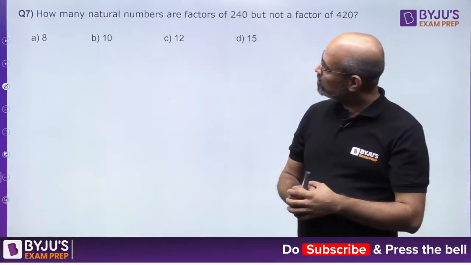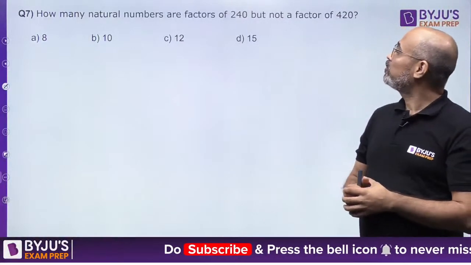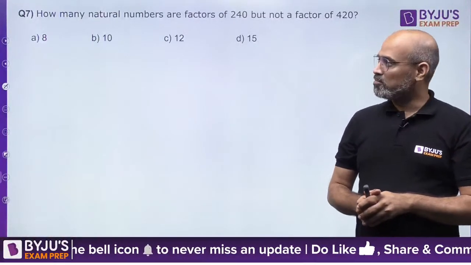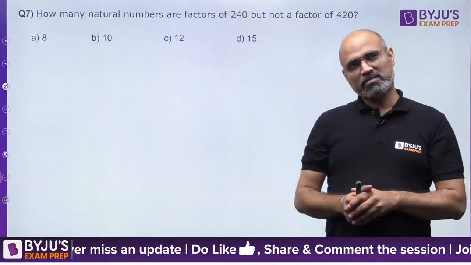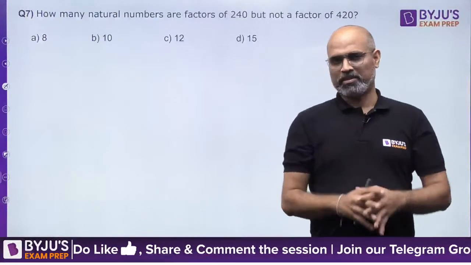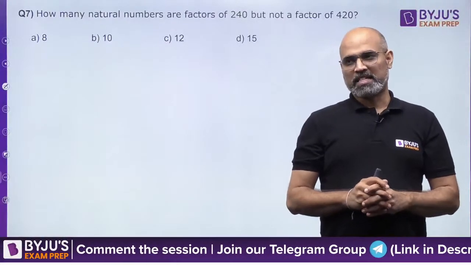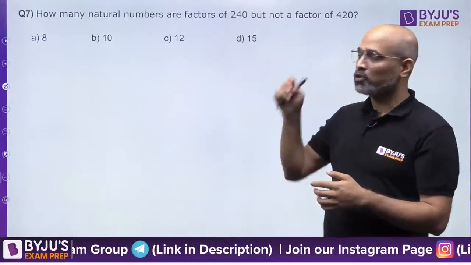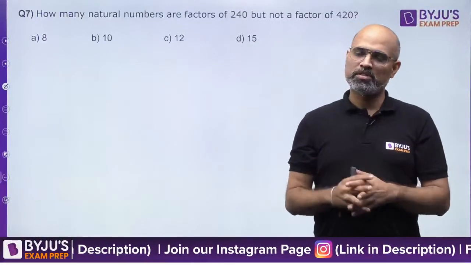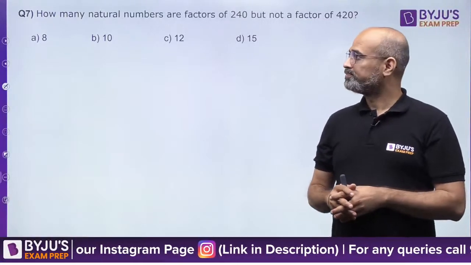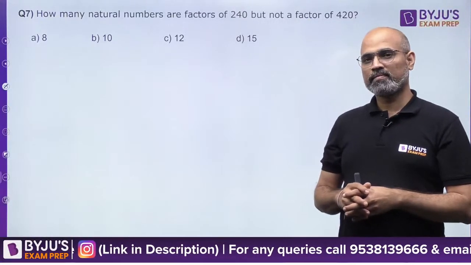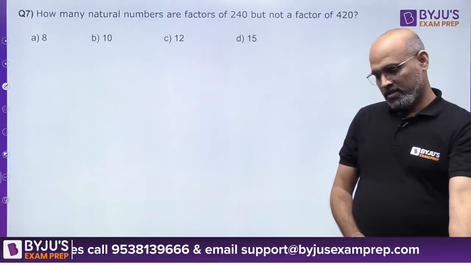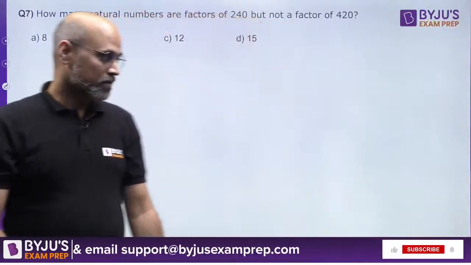How many natural numbers are factors of 240 but not a factor of 420? This can be solved in at least two different ways. One is a lengthy method, another is a simple method. It's like a standard method. You can use that method for any two values, not just 240 and 420. If you are given some random numbers, huge numbers, then also it's going to be possible.